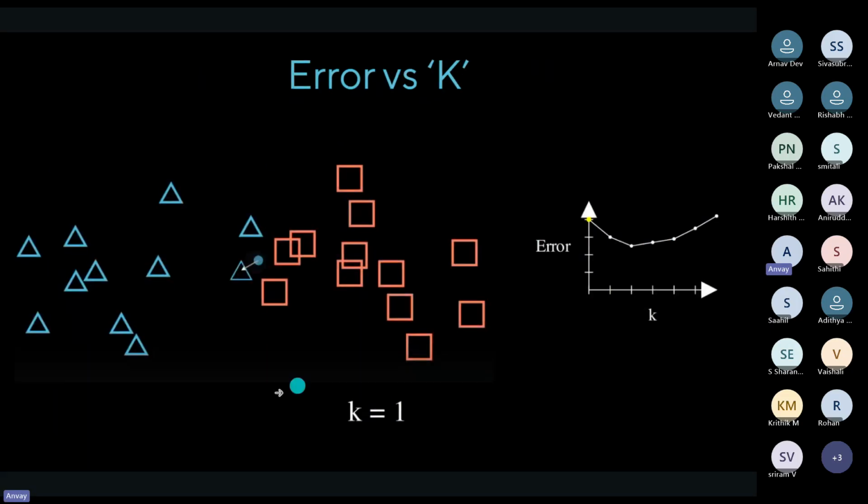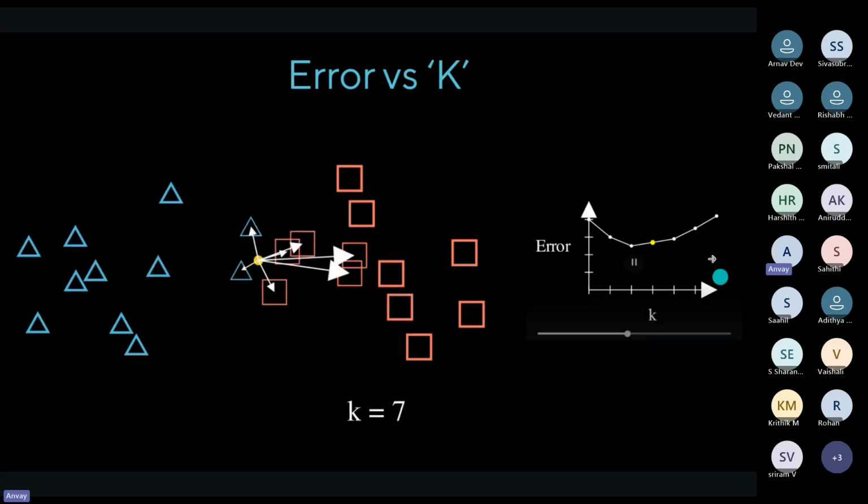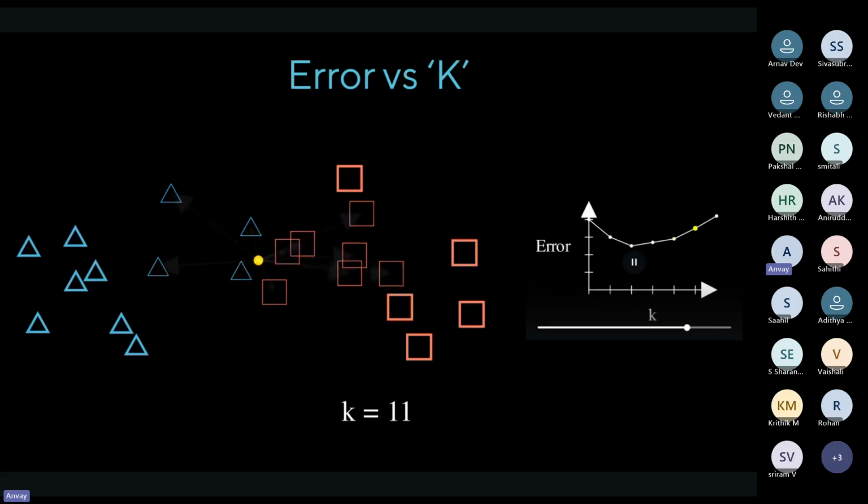So yeah, this is an animation again. You're trying different values of k here, and you can see how the error changes for different values of k. So I think in this case, when k is equal to 3, we had the lowest error.